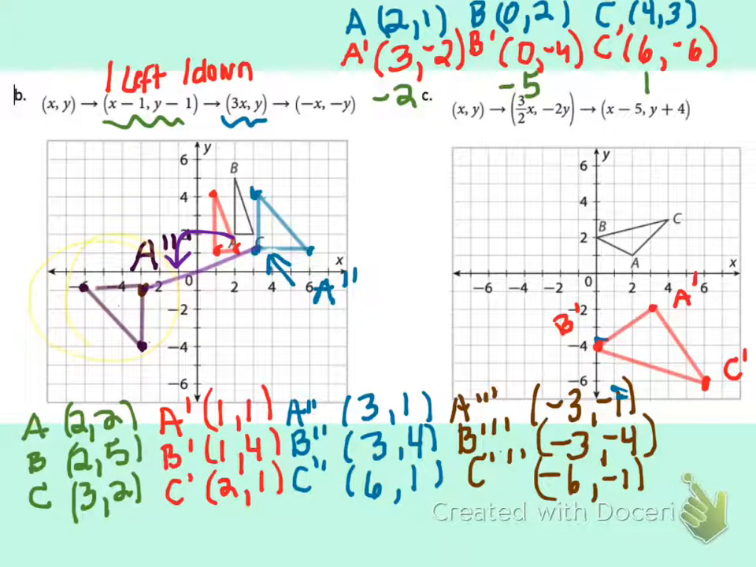If I add 4 to the -2, I get 2. If I add 4 to the -4, I get 0. If I add 4 to the -6, I get -2. So here are my final coordinates, which are the double prime ones. So -2, 2, right here.